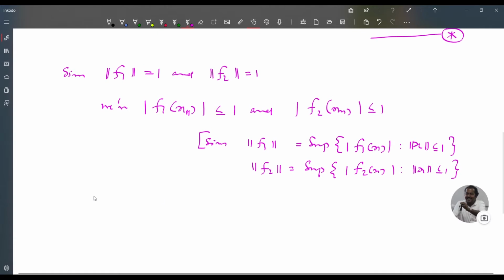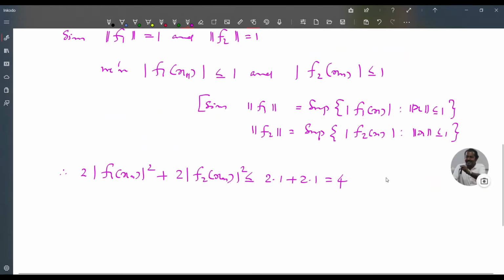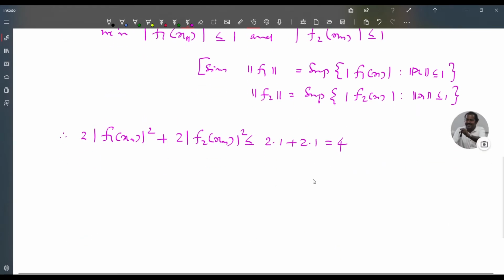Therefore, 2 times modulus of f1 of xn whole square plus 2 times modulus of f2 of xn the whole square is less than or equal to 2 into 1 plus 2 into 1. So this is 4. That is, LHS of star is less than or equal to 4.